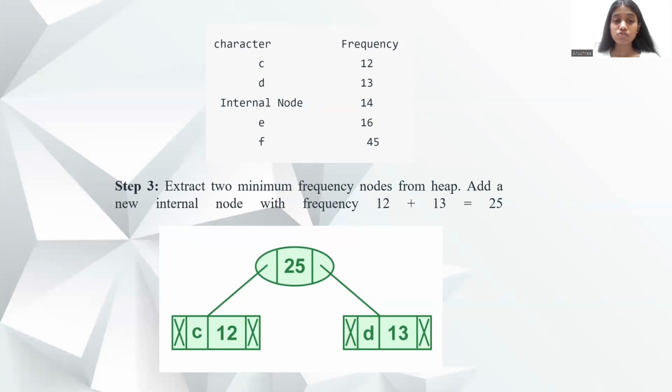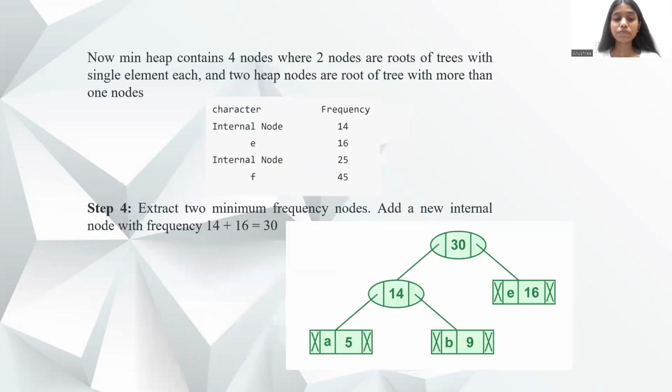Step 3 is to extract the two minimum frequency nodes again from the heap and add a new internal node with the frequency 12 plus 13 equals 25. Now we select the two characters C and D, which have the minimum frequencies, 12 and 13, and we sum those two to get the 25 node. So that 25 node becomes the root, and we have the right child as D with 13 and the left child as C with 12.